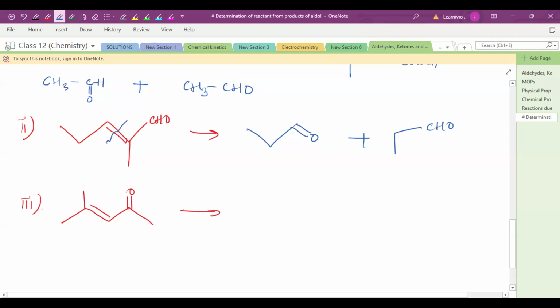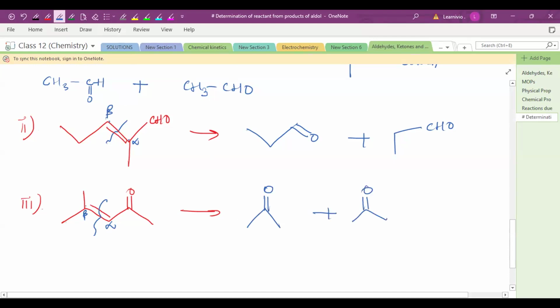Okay, so you will break this one. This is your alpha carbon, this is your beta. Now the second one, this is your alpha, this is your beta. CH3, C double bond O, CH3. Okay. Basically, you will get acetone plus again the acetone.